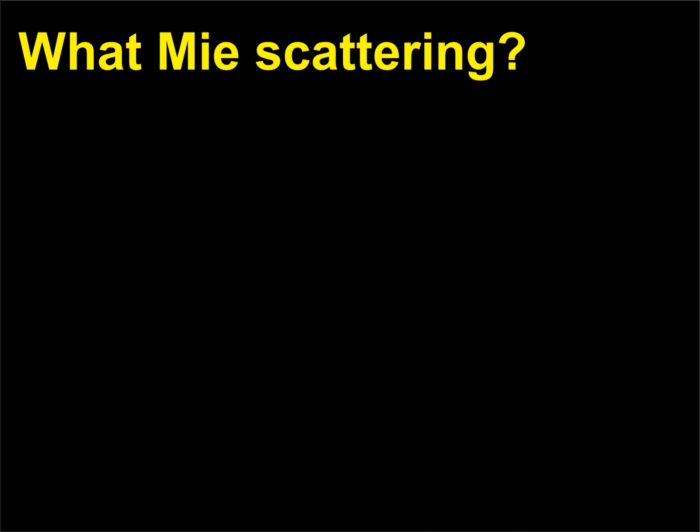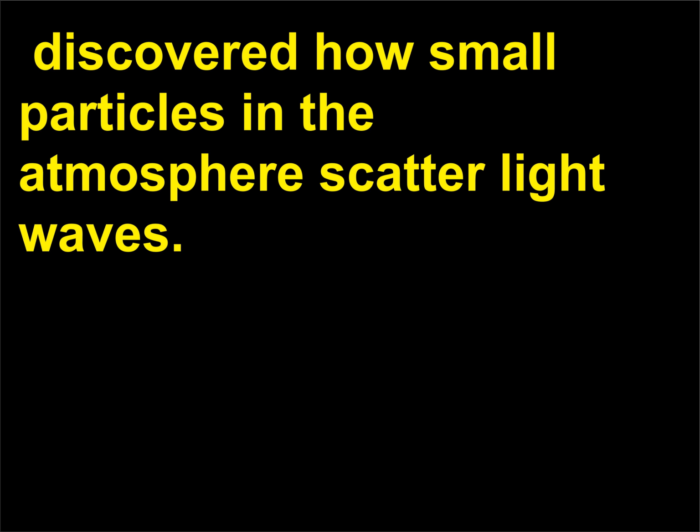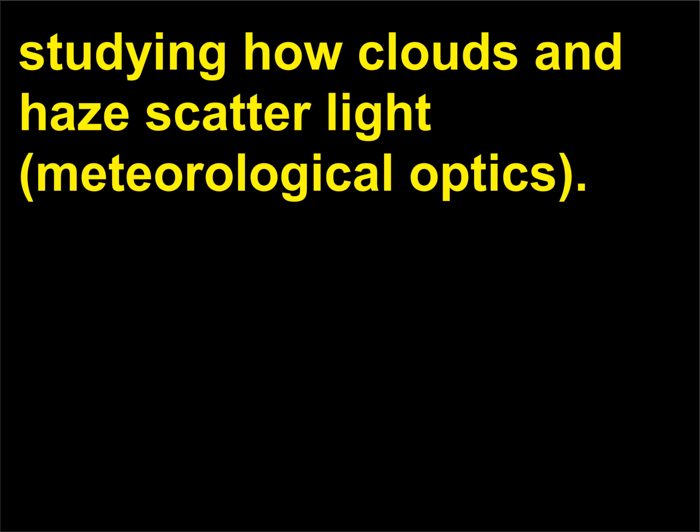What is Mie scattering? German physicist Gustav Adolf Pfeffer Wilhelm Mie, 1868-1957, discovered how small particles in the atmosphere scatter light waves. Called Mie scattering, this effect is important to meteorologists studying how clouds and haze scatter light, meteorological optics.